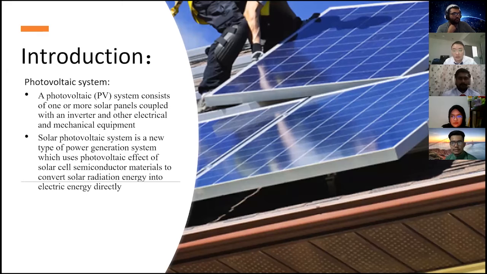For the introduction, a photovoltaic system consists of one or more solar panels coupled with an inverter and other electric and mechanical equipment to produce electricity using energy from the sun. From small rooftop or portable systems to large utility-scale generating plants, photovoltaic systems can vary greatly in size. A solar photovoltaic system is a new type of power generation system which uses the photovoltaic effect of solar cell semiconductor materials to convert solar radiation energy into electric energy directly.